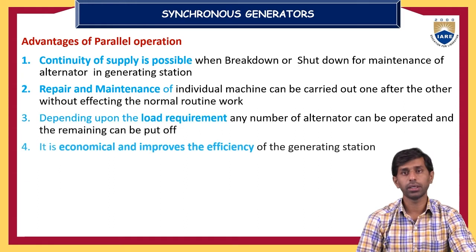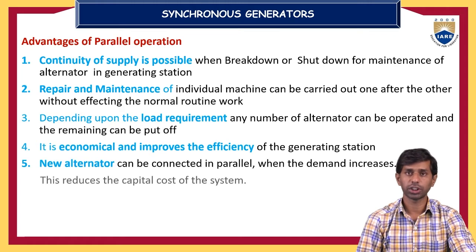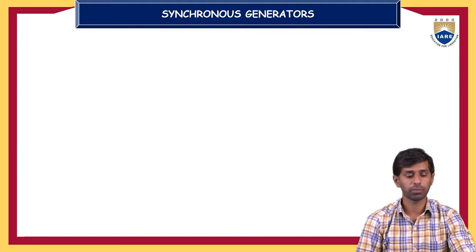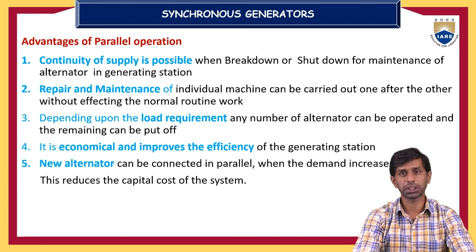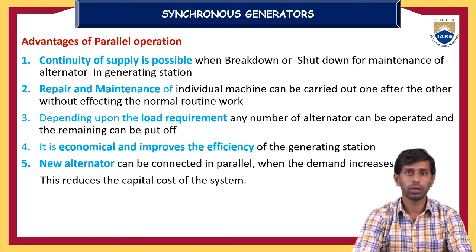The incoming alternator you are choosing to connect must have the same voltage rating as the busbar. The output voltage of the alternator must be the same as the busbar voltage. The frequency of the voltage generated by the incoming alternator must be equal to the busbar frequency, and the phase sequence must also be equal to that of the busbar system.